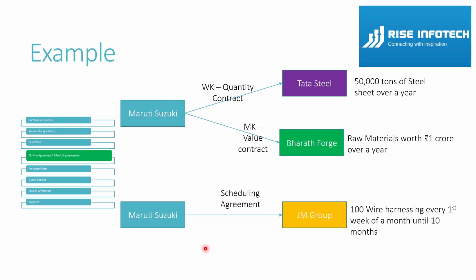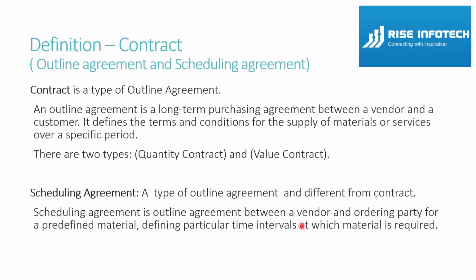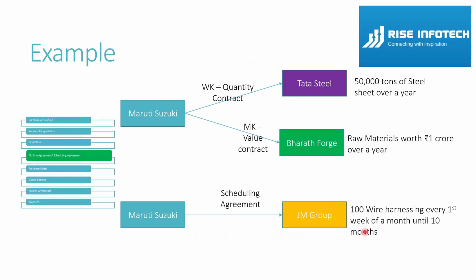And coming to scheduling agreement, Maruti Suzuki will have, for example, JM Group, who not just do subcontracting, they also do wire harnessing. So they can have a scheduling agreement for 100 wire harnesses, every first week of the month for 10 months. If I go back to the previous slide, you can see here: defining particular time intervals at which material is required. This is what I was referring to. So we always say that every first week of the month, we need 100 wire harnesses. This is how a scheduling agreement is made.